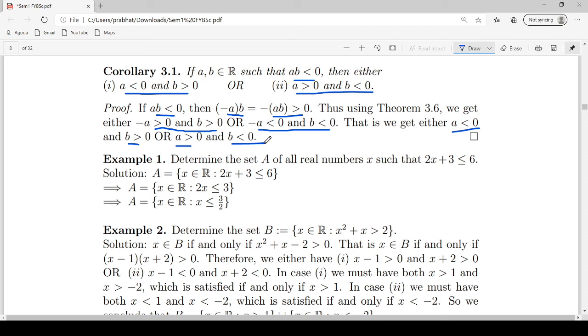So you have proved that if the product of two real numbers is negative, then both of them cannot be positive or both of them cannot be negative. So one should be positive and the other one should be negative. We have proved that statement.